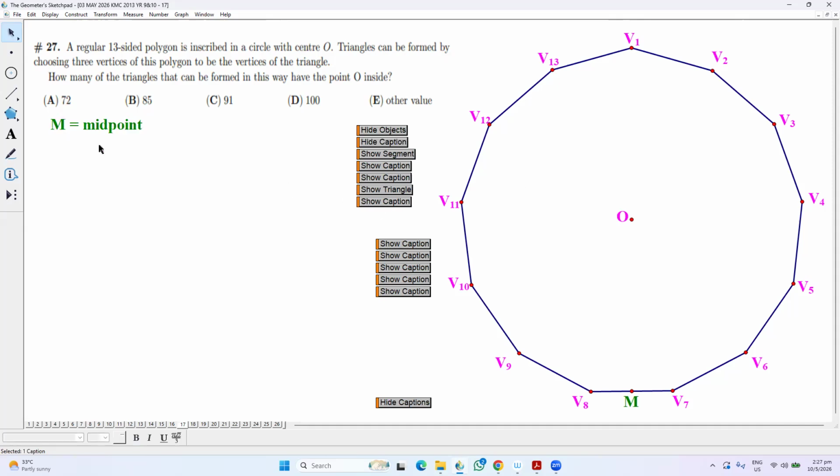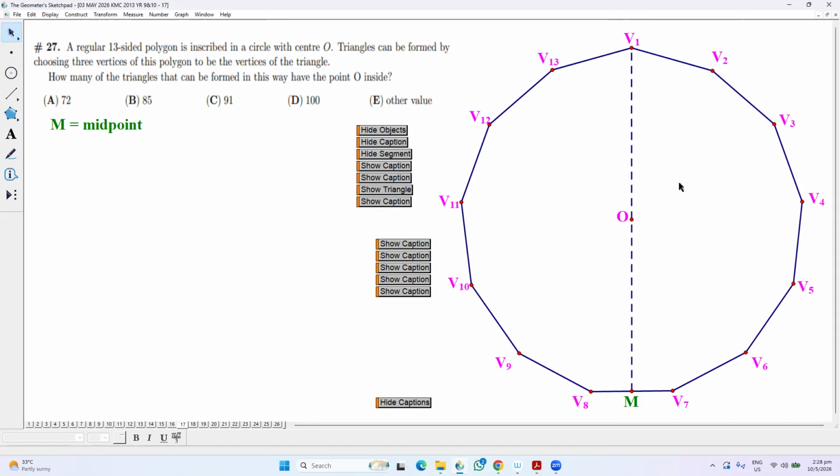Let M be the midpoint. This M is here. If we join, it will pass through O. So any triangle on the left, if we join only points on the left, it will not have O inside. But we must be orderly.